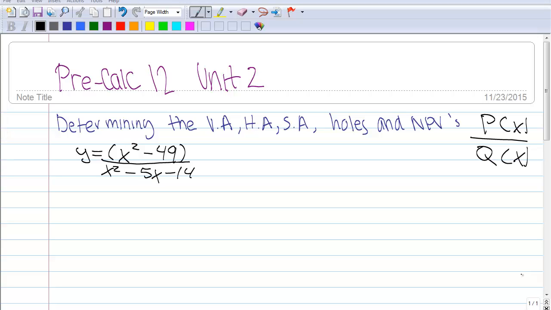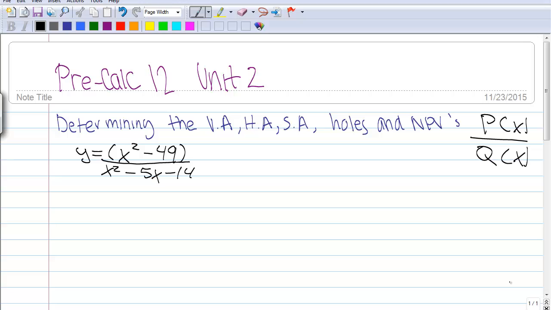Hi, this is PreCalc 12, Unit 2. I will be showing you how to determine the vertical asymptote, horizontal asymptote, slant asymptote, holes, and non-permissible values of a polynomial function. Let's look at the example.